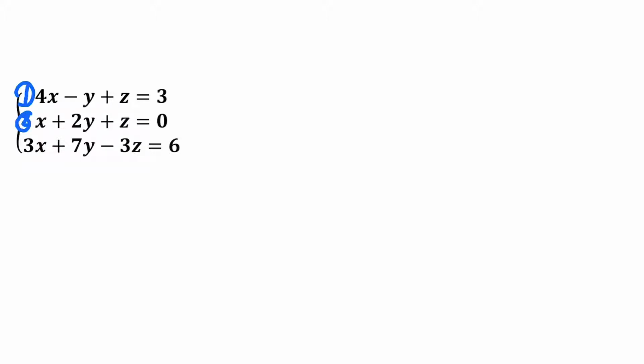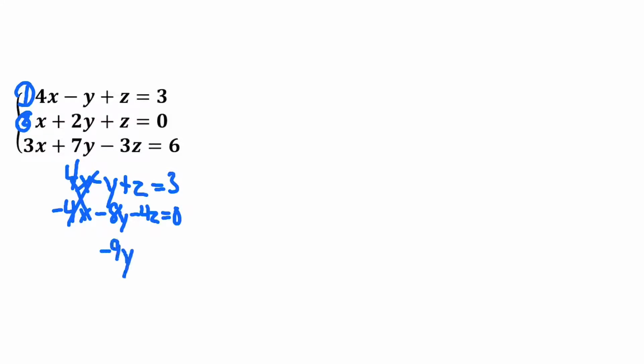Alright, so rows 1 and 2 I'm going to combine by basically doing 4x minus y plus z equals 3, and I'm going to multiply the second row by negative 4, meaning that we get negative 4x minus 8y minus 4z equals 0. At that point, the x's cancel. This becomes negative 9y. This becomes negative 3z. And over here, it still equals 3.